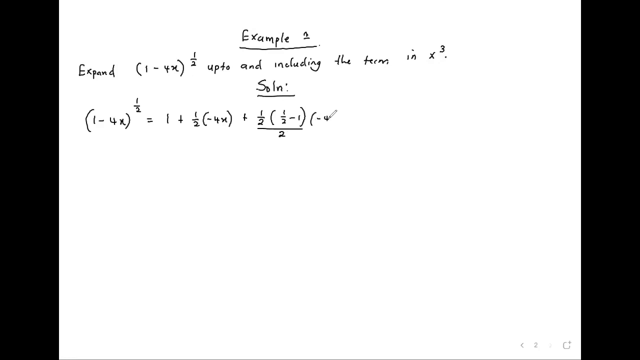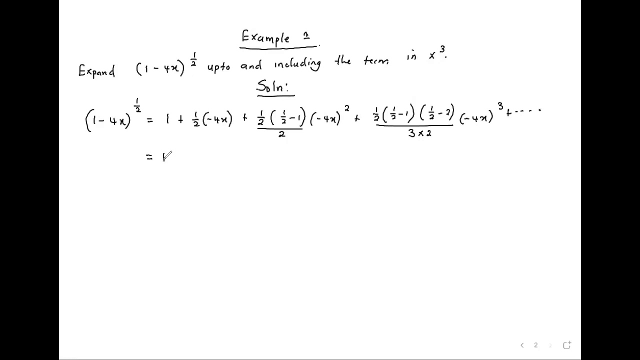multiplied by negative 4x squared plus n minus 1, n minus 2 over 3 factorial. 3 factorial is 3 by 2 multiplied by negative 4x to the power 3. Once we reach power 3, we end there.